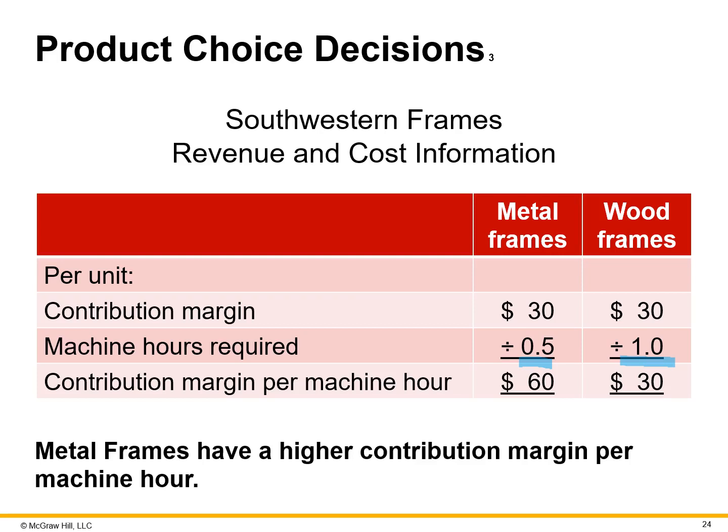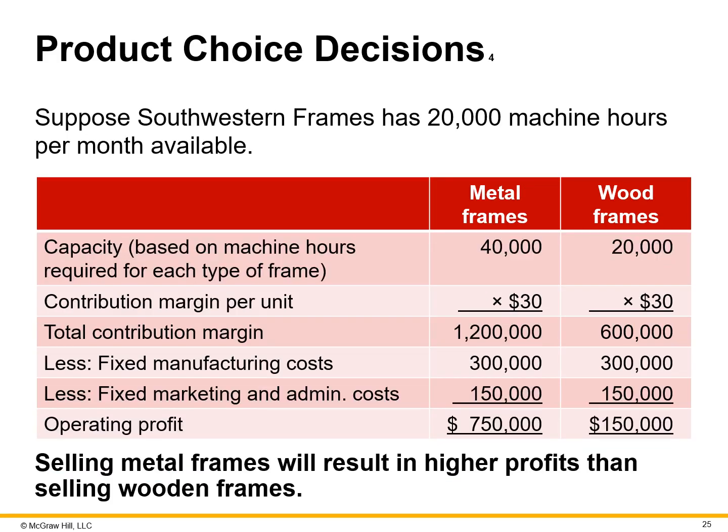You can crank out 2 metal frames in an hour with your machine versus just 1 wood frame using the same machine. So assuming that you can run this machine for 20,000 hours per month, the most number of metal frames you can produce is 40,000, and the most number of wood frames is 20,000. And considering that they both have the same contribution margin, then your operating profit is going to be way higher if you produce metal frames than wood frames.